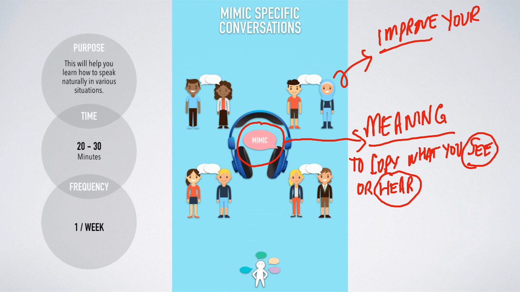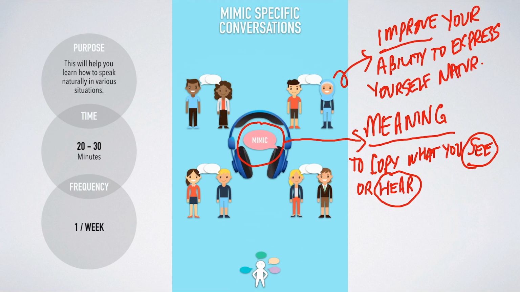Now, the second thing is this step will actually improve your ability to express yourself naturally. You see, what you're doing is you're watching and you're listening to other people who are native speakers express themselves in certain situations. So your English speaking ability will naturally improve even though you're not with another native speaker because you're watching or looking at them.